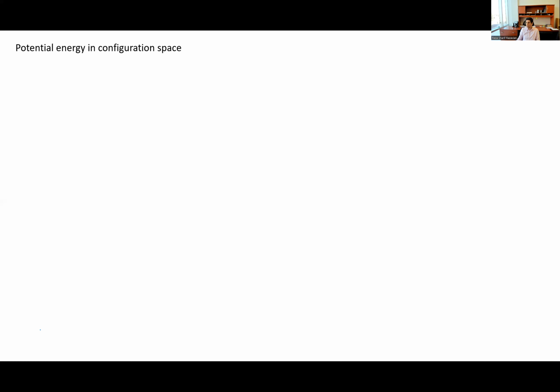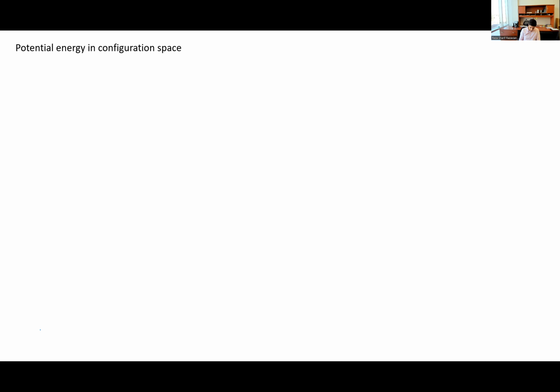Hello, welcome back. In the previous video, we saw how we can write kinetic energy in terms of our generalized coordinates and the speeds in those generalized coordinates. Now let's look at the concept of potential energy, again with the focus of writing these in configuration space and generalized coordinates.